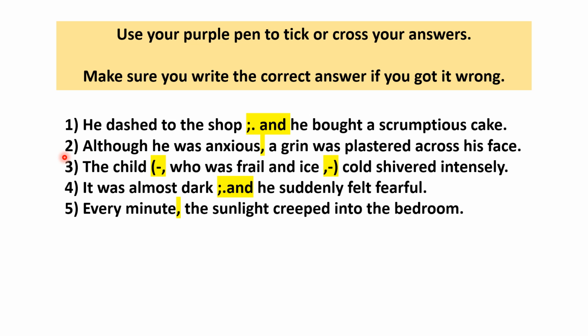Number 2 is a complex sentence, which we're going to look at later, and each part of the sentence is separated by a comma. Number 3, who was frail and icy, is an example of a parenthesis, and that can be set off by using commas, dashes, and brackets. The idea is that the phrase in those punctuation marks can be removed and the sentence still makes sense on its own.